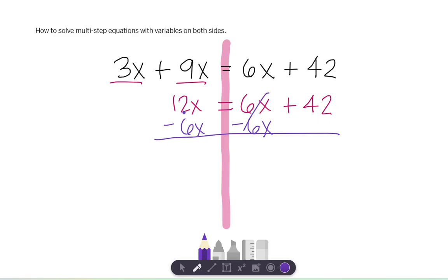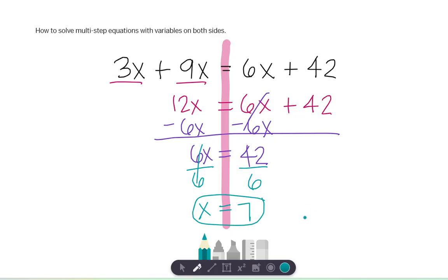This becomes 0. 12x minus 6x gives me 6x. And so that is equal to 42. Well, now this is just normal solving. Hopefully you know I'm going to divide, inverse operations. This cancels and gives me x is equal to 7. So the main thing is we want variables on one side, plain numbers on the other, and use inverse operations to get there.